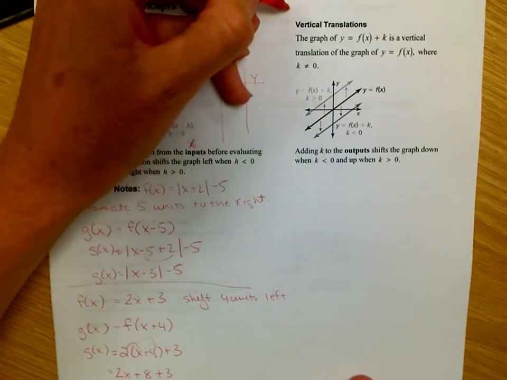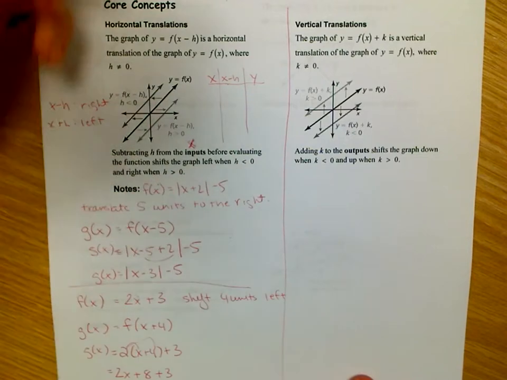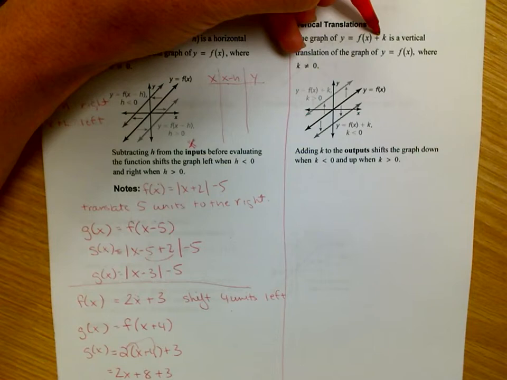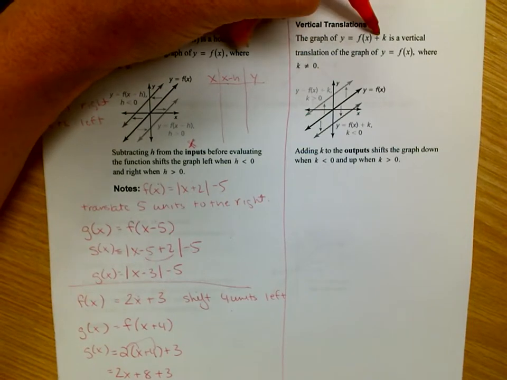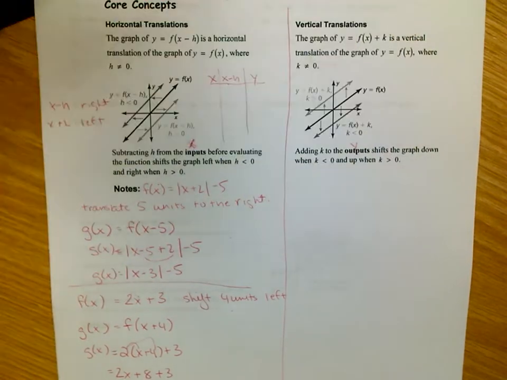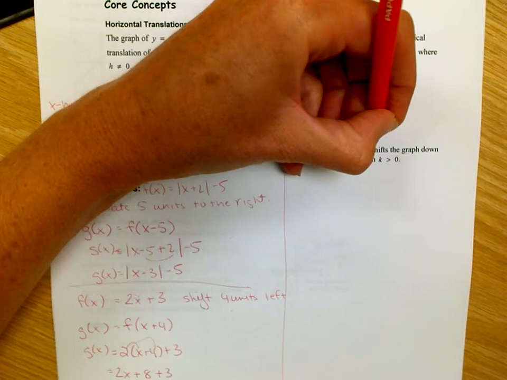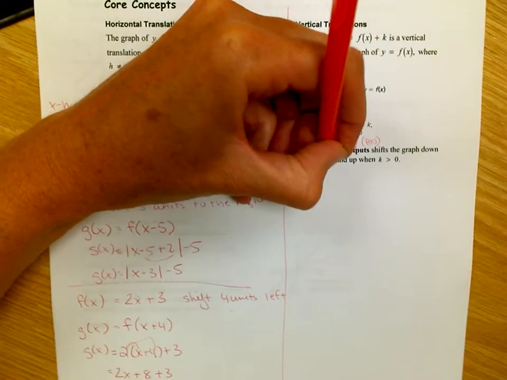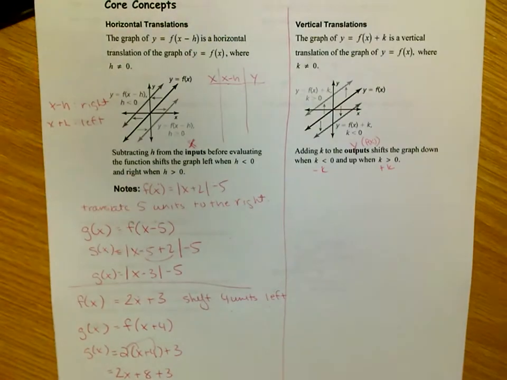Now vertical, probably a little bit easier. Vertical is when you actually take your original function and you just add or subtract a value to it. It changes the function at the end. And so it says adding k to the outputs, or to your y or your function, shifts the graph up or down. It's down when k is negative and up when k is positive.